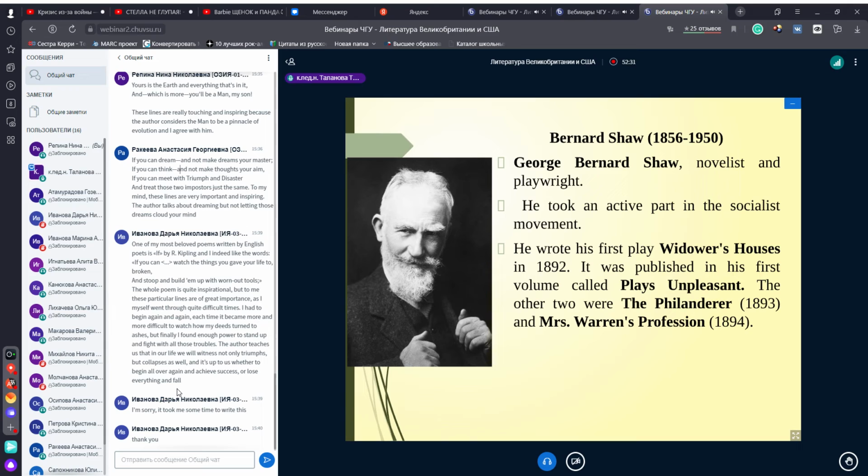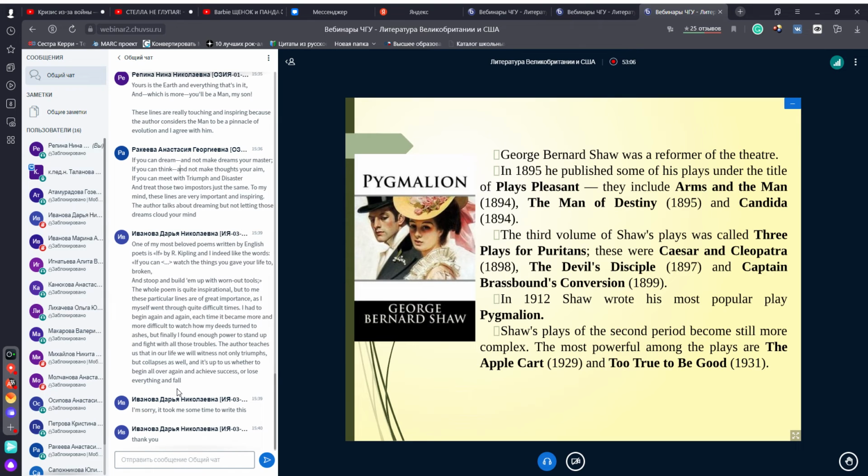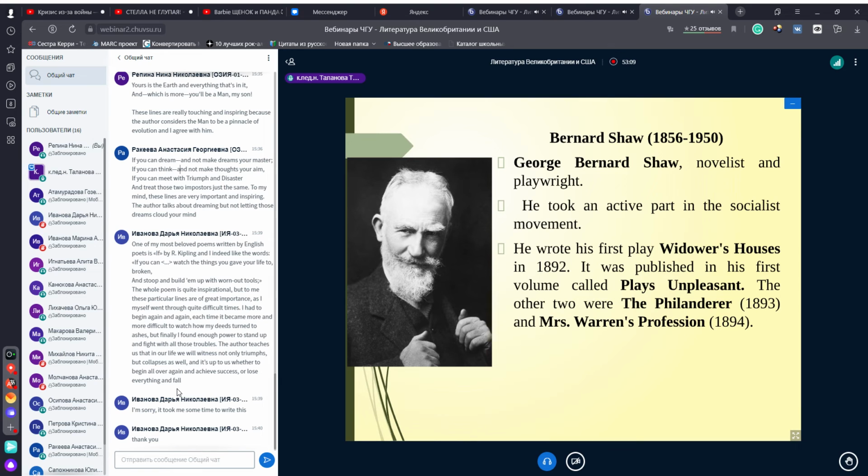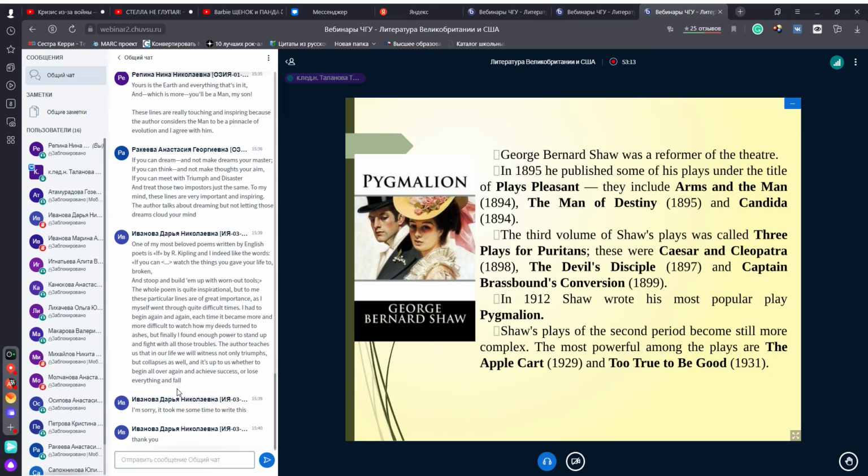He didn't finish with those two volumes. He wrote the third volume of plays, I mean. The third volume was called Three Plays for Puritans. If you look at the slides, you will see the information on the third volume.